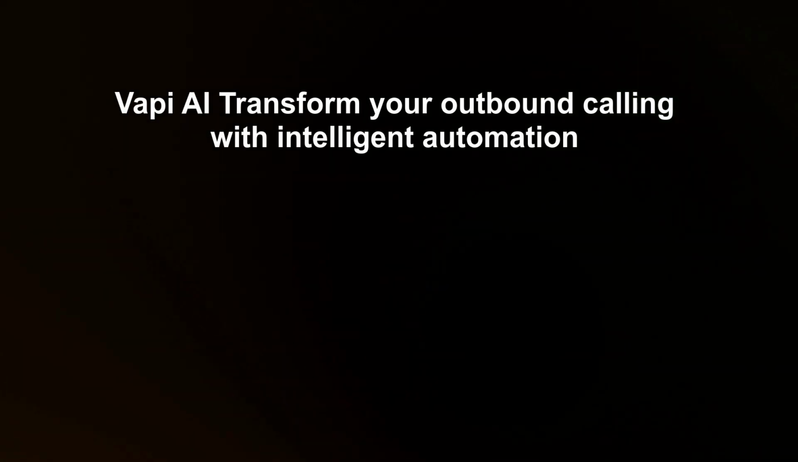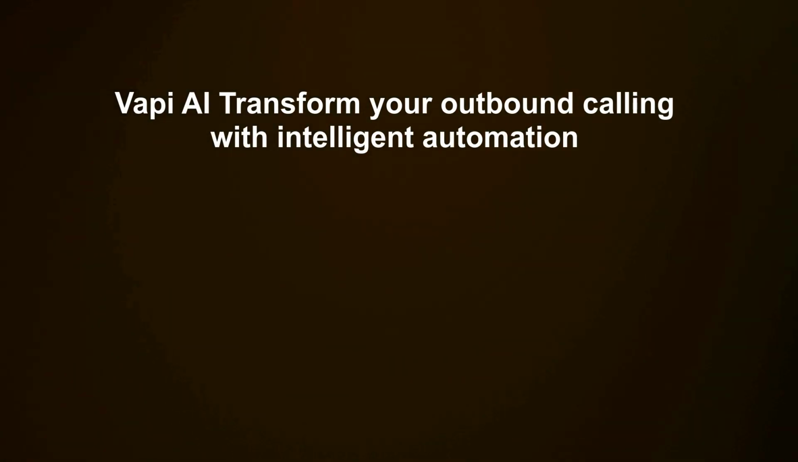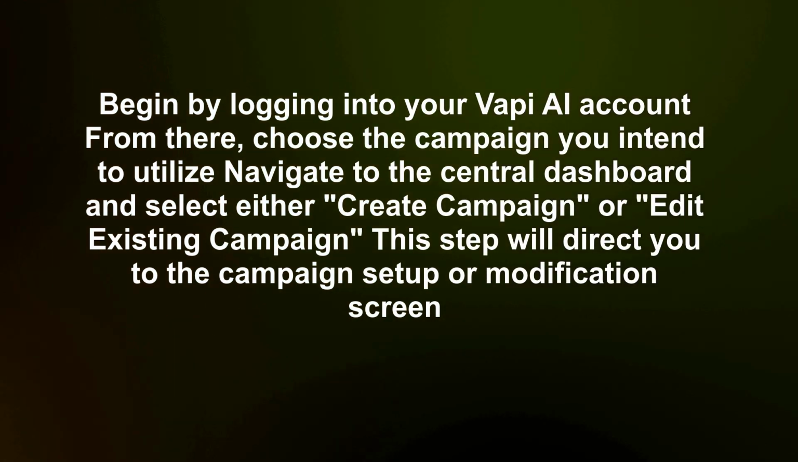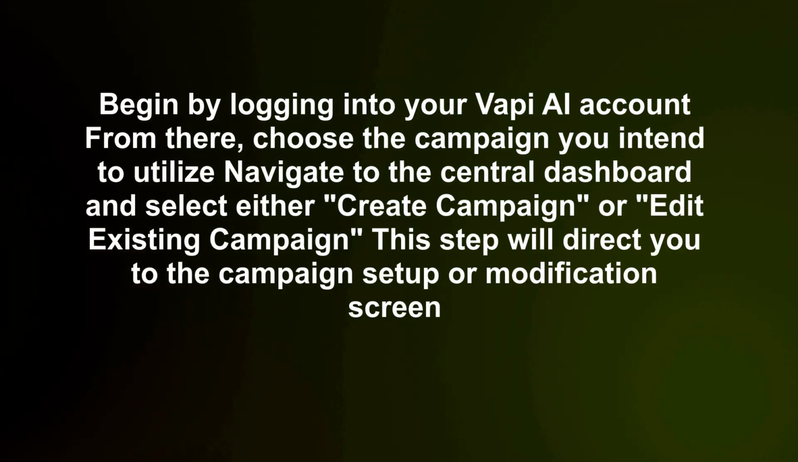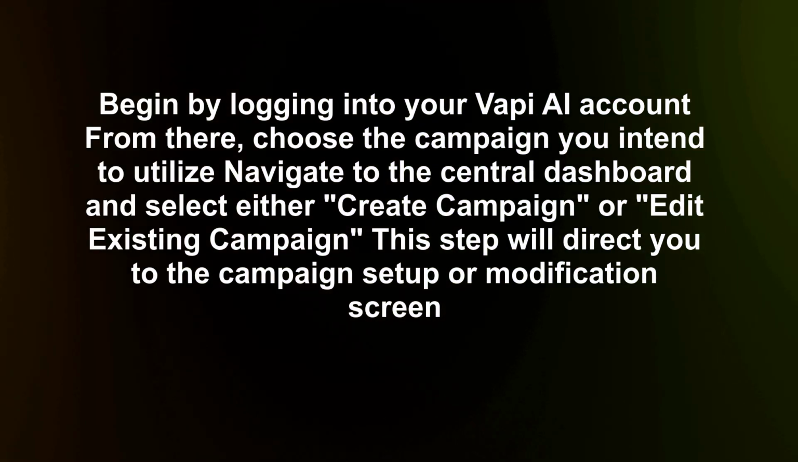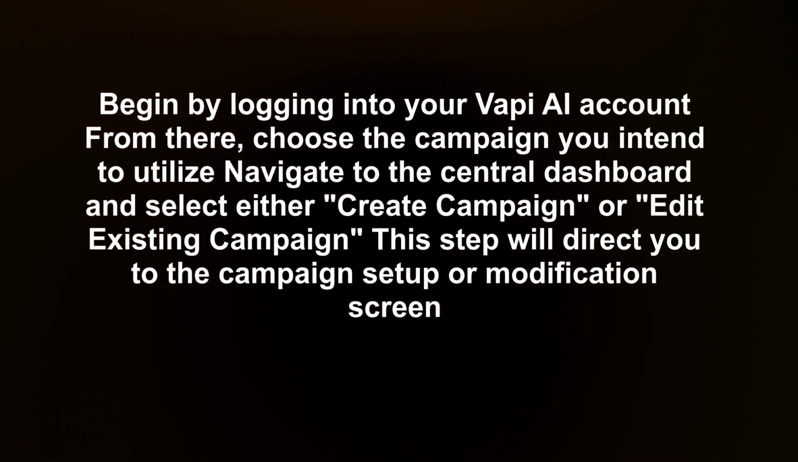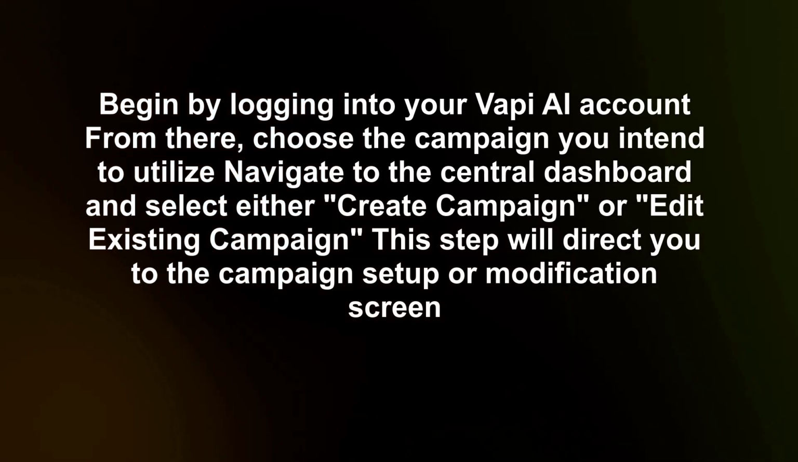Vapi AI: transform your outbound calling with intelligent automation. Begin by logging into your Vapi AI account. From there, choose the campaign you intend to utilize, navigate to the central dashboard, and select either Create Campaign or Edit Existing Campaign. This step will direct you to the campaign setup or modification screen.